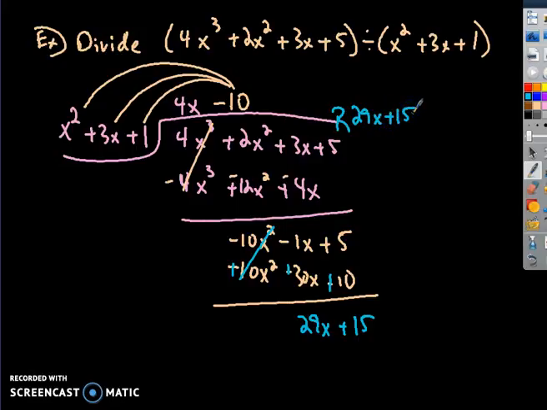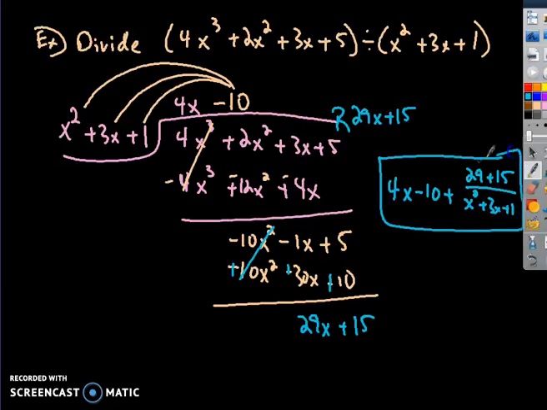So our answer for this, after I divide it, I'll write my answer to be 4x subtract 10 plus 29x plus 15, all over x squared plus 3x plus 1. And that's true. And that's what it is.